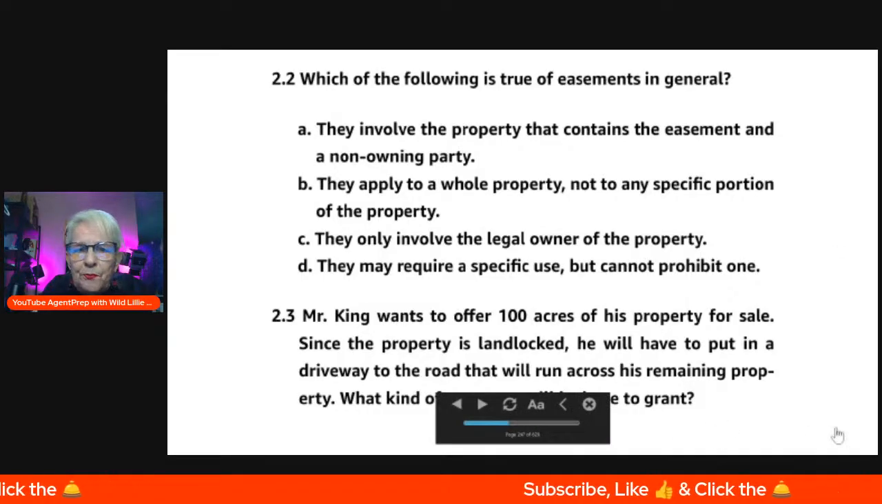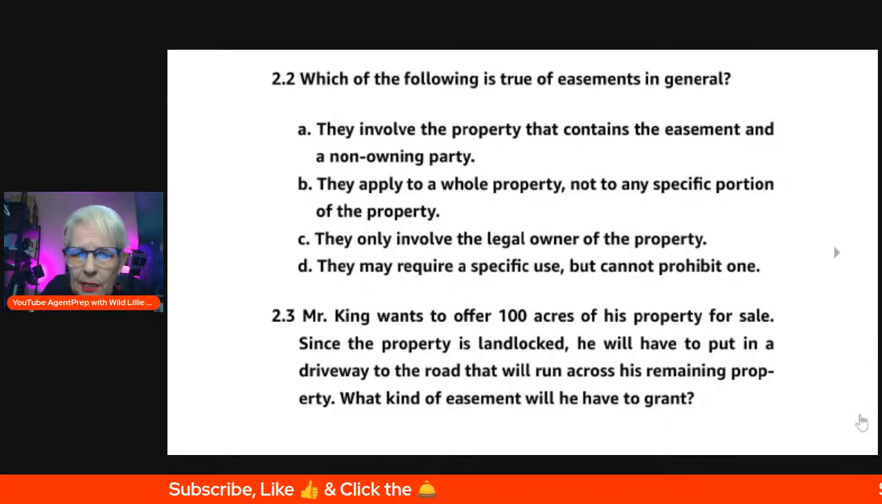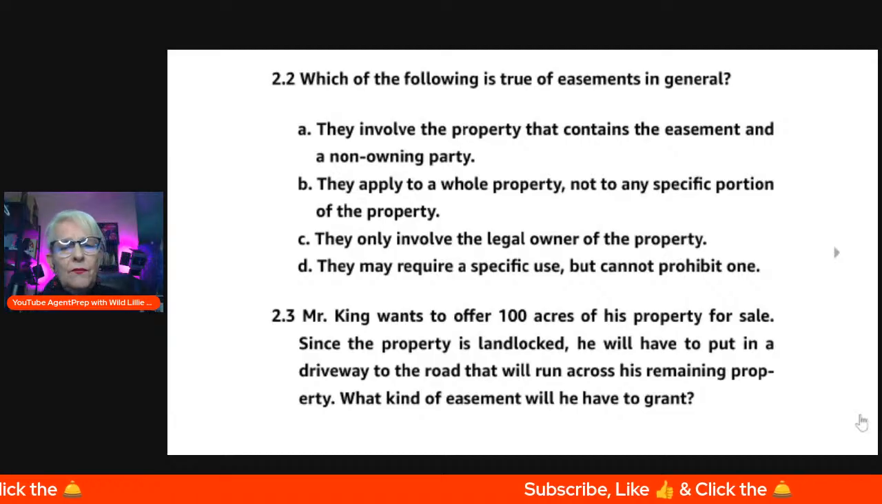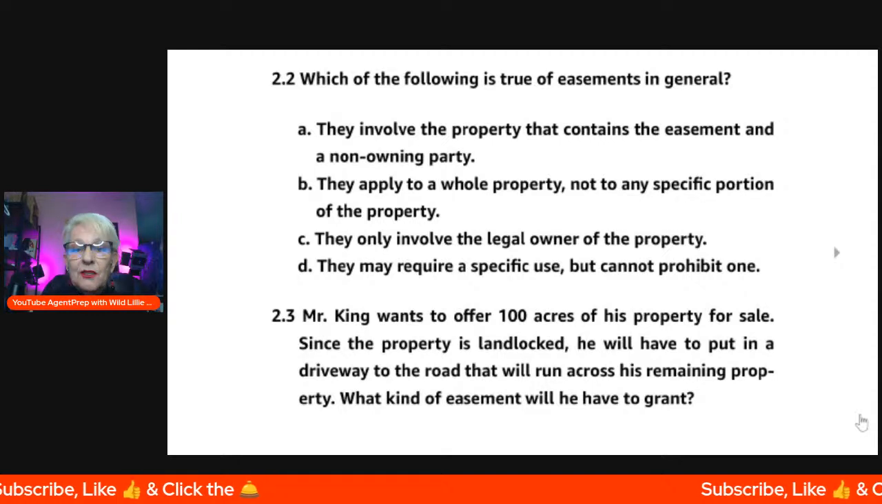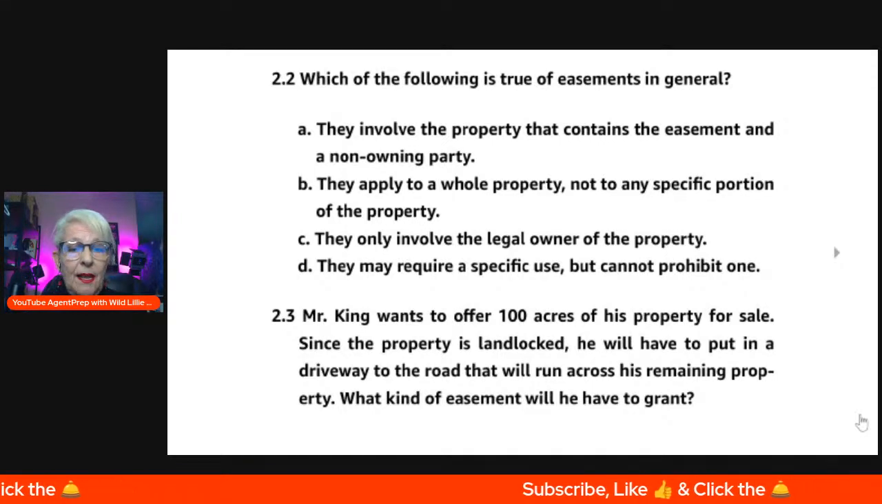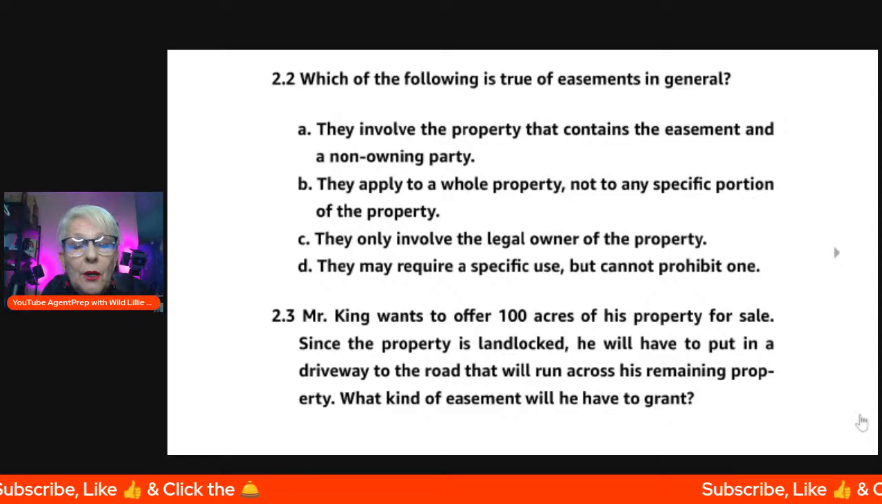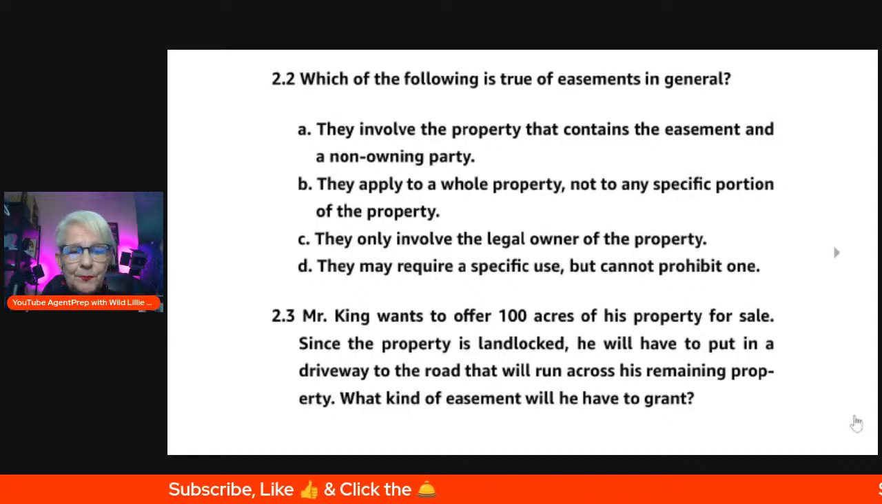Number 2, which of the following is true of easements in general? What is an easement in general? That's vocabulary. A, they involve the property that contains the easement and a non-owning party. B, they apply to a whole property, not to any specific portion of the property. C, they only involve the legal owner of the property. D, they may require a specific use, but cannot prohibit one. So, an easement in general.